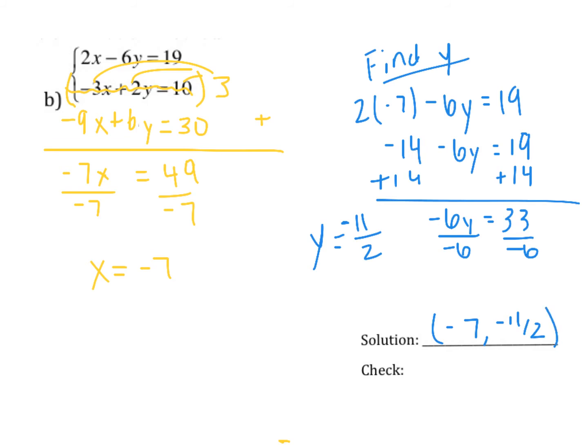So as a decimal, that would be negative 5.5, but again, I like to work in fractions. So I'm not going to make you guys check, but again, all we would do is plug both of those values back into both of our equations and make sure that they make it true and that they do work.